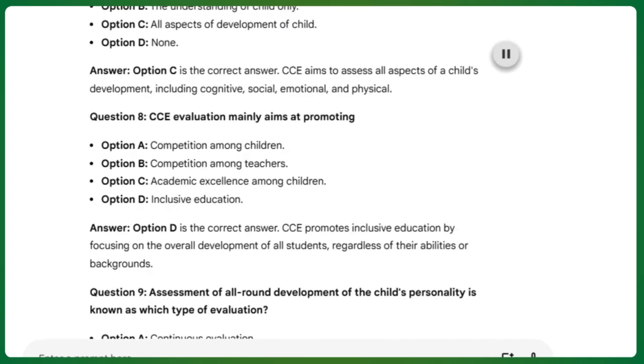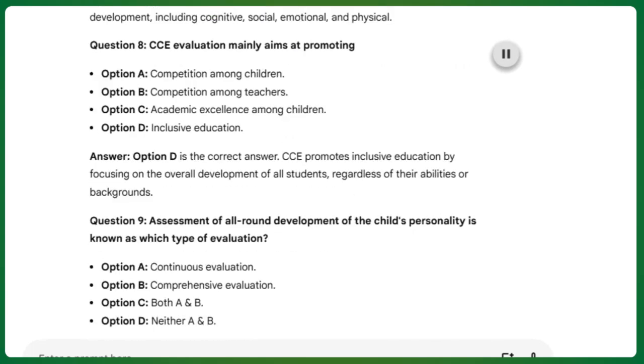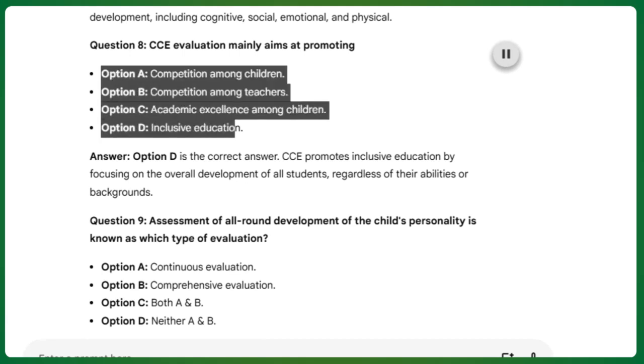Question 8. CCE evaluation mainly aims at promoting: Option A, competition among children. Option B, competition among teachers. Option C, academic excellence among children. Option D, inclusive education. Answer. Option D is the correct answer. CCE promotes inclusive education by focusing on the overall development of all students, regardless of their abilities or backgrounds.